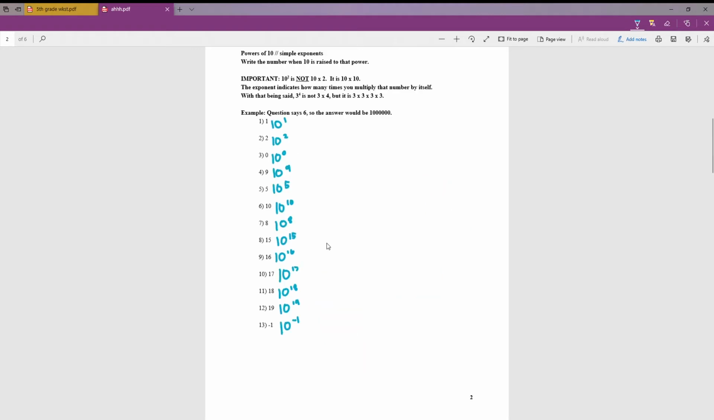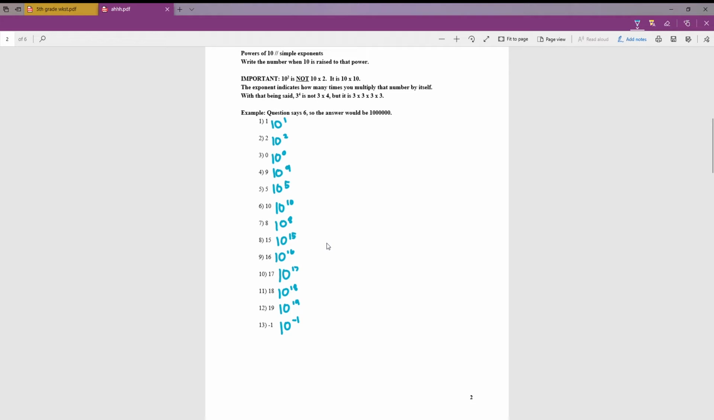Next up, we have powers of 10. These are exponents. The small number above the larger number shows you how many times you need to multiply the big number by itself. So in this example, we have 3 to the 4th power, and that's not 3 times 4, but it's 3 times 3 times 3 times 3. So 3 times itself 4 times.